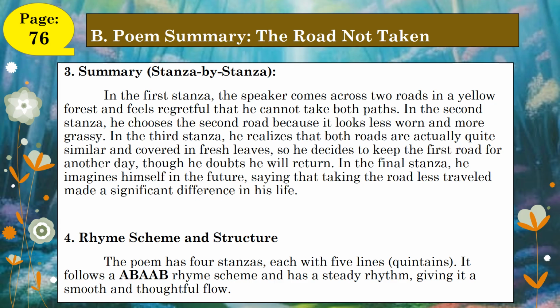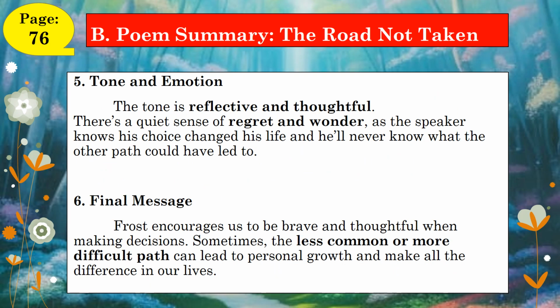4. Rhyme scheme and structure. The poem is made up of 4 stanzas, each containing 5 lines. These are called quintains. It follows a consistent ABAAB rhyme scheme, which means the first, third, and fourth lines rhyme, while the second and fifth lines rhyme. This gives the poem a steady, flowing rhythm that mirrors the reflective nature of the speaker's thought. Now here is the last part.